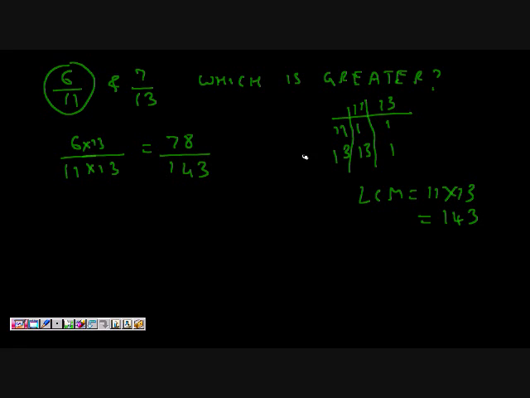Similarly, 13 goes into 143 11 times, so we multiply this by 11. So 7 into 11 by 13 into 11, which is 77 by 143. So these two fractions are reduced to 78 by 143 and 77 by 143. Now 78 is greater than 77. So that means that 6 by 11 is greater than 7 by 13. Let's take one last example.